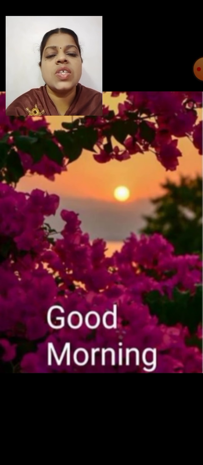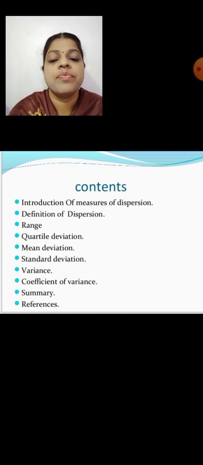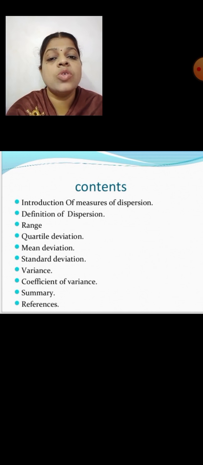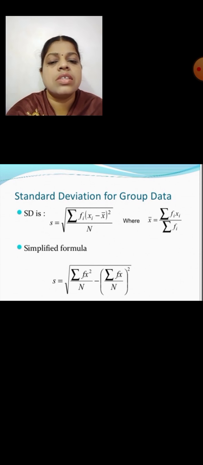Where we are discussing the chapter Measures of Dispersion. Children, we have discussed almost all of the measures except the variance and the coefficient of variance. We have discussed the standard deviation for the ungrouped data. Now we will discuss the standard deviation for the grouped data.